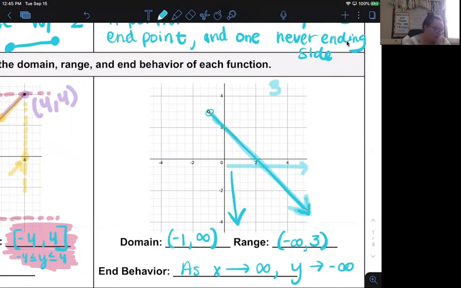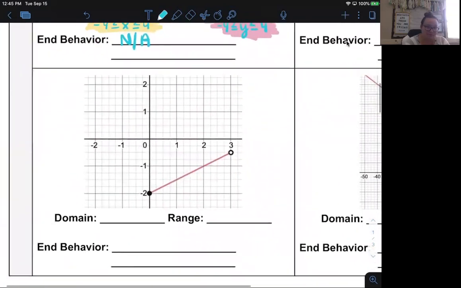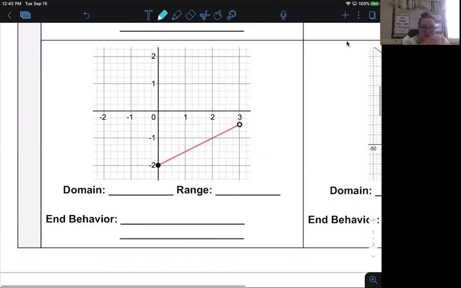All right. So why don't you try a couple examples on your own now? So here's a third graph. This is also an example of a segment. You've got two endpoints. One's closed at (0, -2). The other is open. And just so you know, that open point is at (3, -0.5). So why don't you go ahead and try to tell me the domain, range, and the end behavior. I'll give you just a second to work on that.